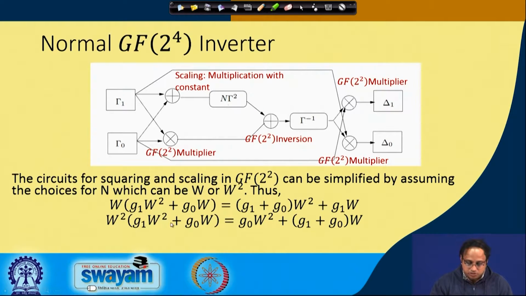Okay, so in both cases, whether you are doing a scaling with w or a scaling with w squared, you essentially have similar computations required. In one case it is g1 plus g0 w squared plus g1 w. In the other case, it is g0 w squared plus g1 plus g0 w. So this is how you can do the part where you are basically doing a scaling with n.